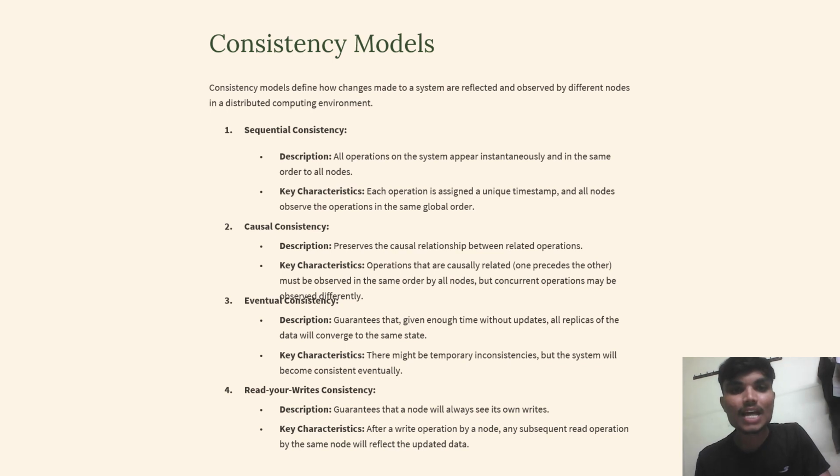Consistency models. Consistency models define how changes made to a system are reflected and observed by different nodes in a distributed computing environment. Sequential consistency. Here is a description: all operations on the system appear instantaneously and in the same order to all nodes. Key characteristics: each operation is assigned a unique timestamp and all nodes observe the operations in the same global order.